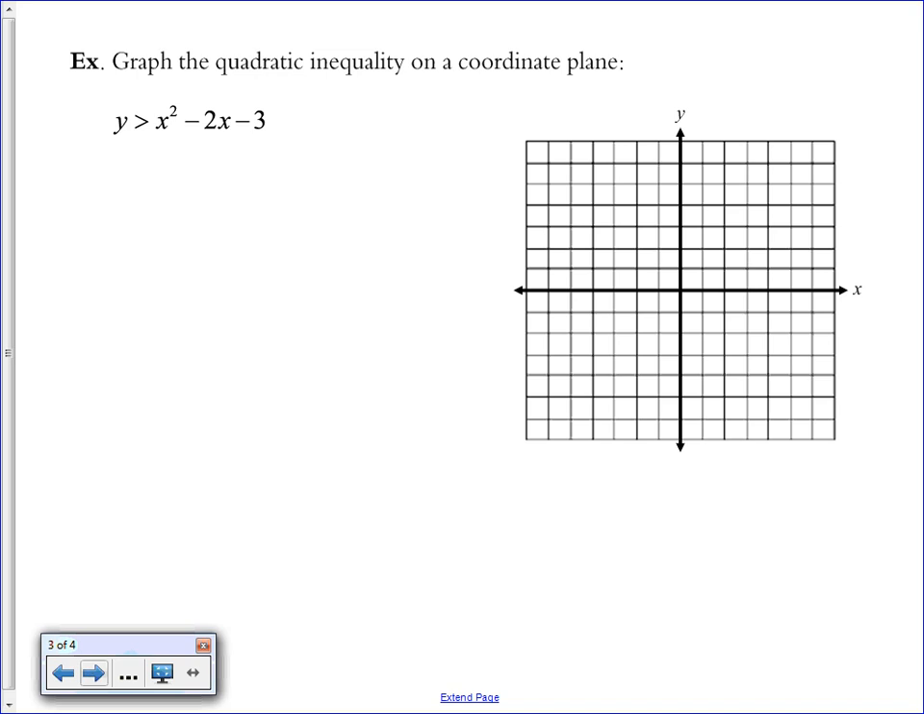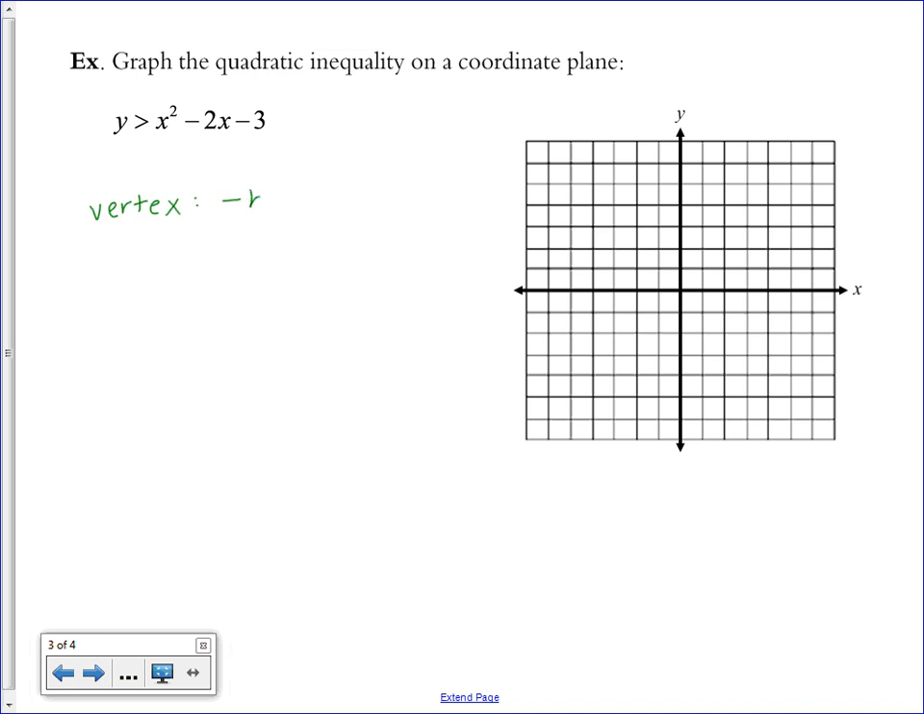Graph the quadratic inequality on a coordinate plane. So how do I know I'm going to graph it on a coordinate plane this time? Well, I have x and y in the inequality. So it's a function, it needs to go on the xy coordinate plane. The only difference between graphing this and graphing a quadratic equation is that there might be a dotted or dashed line instead of a solid line, and there might be shading on the graph. But we're going to start out by finding the vertex, which is always what we want to do to graph a quadratic equation or a parabola.